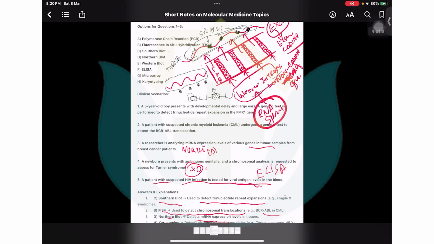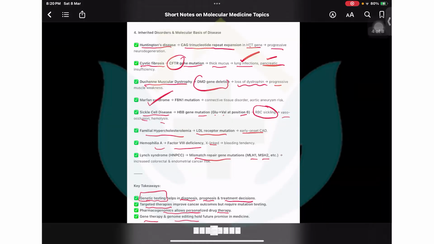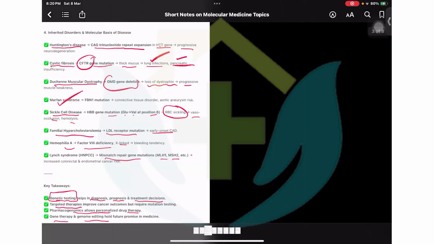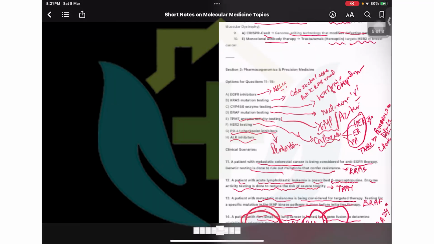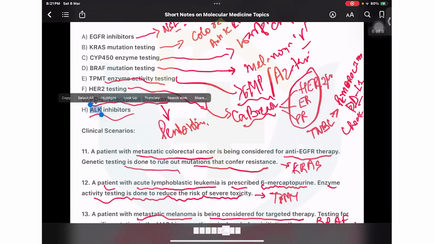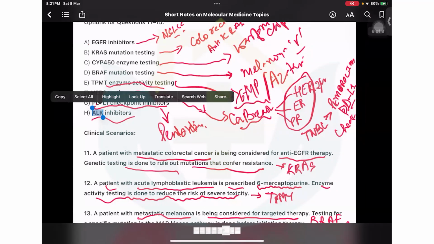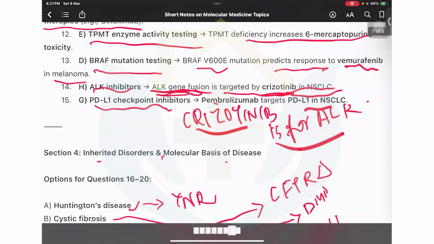So the ALK enzyme, whichever is there, the drug that blocks it is crizotinib. So it will only help you remember. So try to find some. This is an ALK inhibitor. For my next class, I will remember it. ALK gene fusion is targeted by crizotinib. Easy. Same way, you will need to remember something like that. Otherwise, it is so difficult.